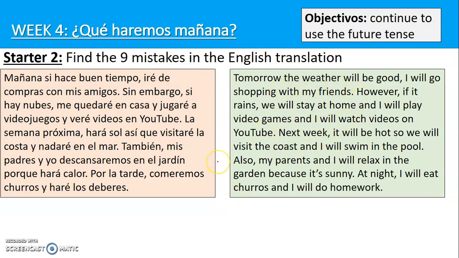First of all, look out for verb endings. So this here is iré, so it ends in an E with an accent, so it's going to be I, so I will go. Make sure it says I will go in the English translation. It doesn't say something like we will go. So read through both the texts, maybe do a sentence at a time, and find the 9 mistakes. So pause the video now.